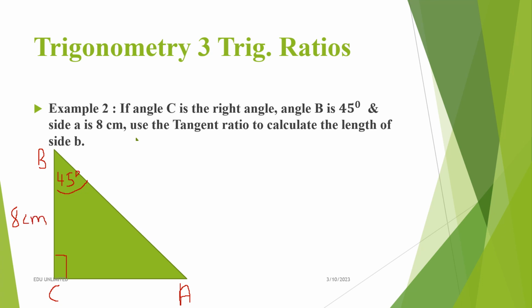So the hypotenuse would be here. We don't need the hypotenuse because we're using the tan ratio. But the side opposite angle B would be side B, and that's the side we want to find. So we pull up the formula.